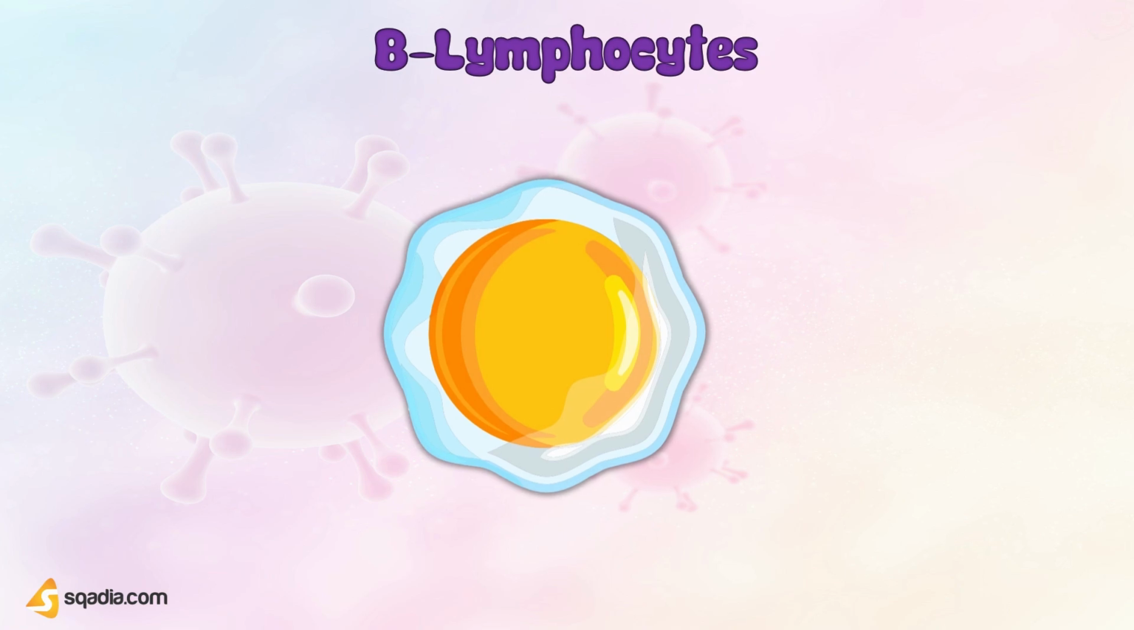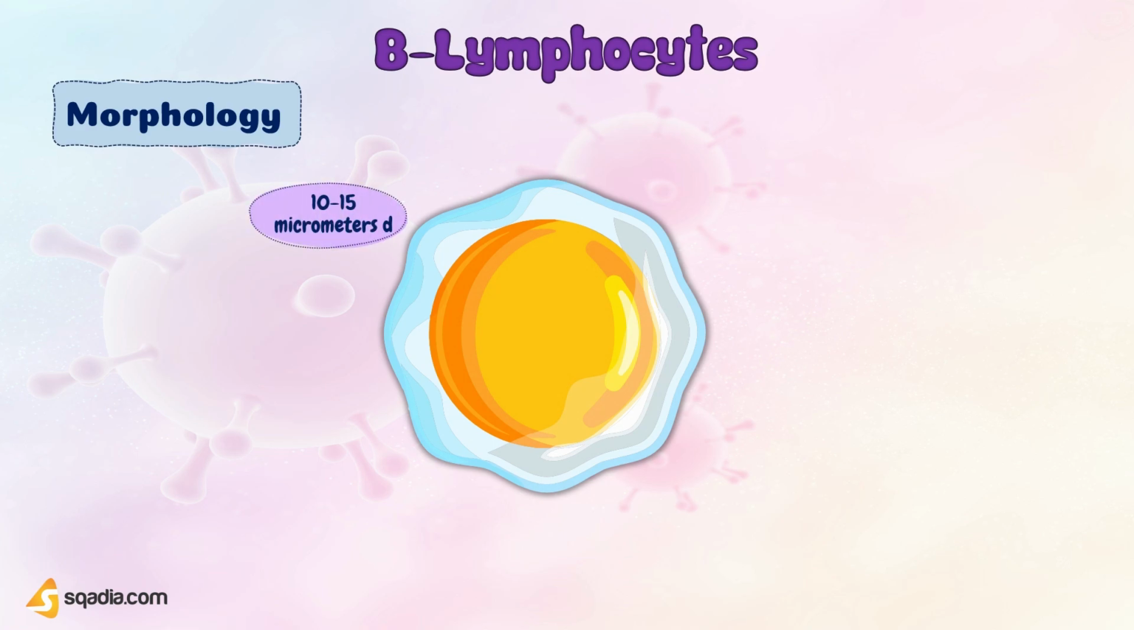If we look at the morphology of B lymphocytes, we get to know that it is distinct and reflects their functional characteristics. B lymphocytes are typically small, measuring around 10 to 15 micrometers in diameter. They have a rounded or slightly indented shape with a large, round nucleus occupying most of the cell's volume.